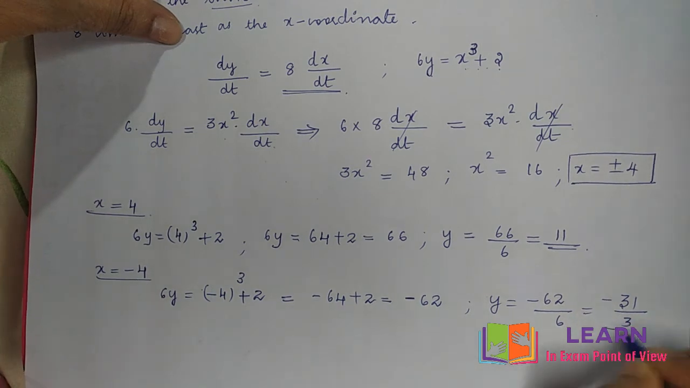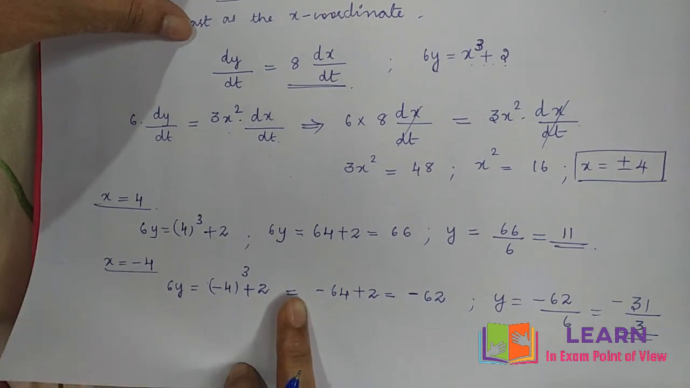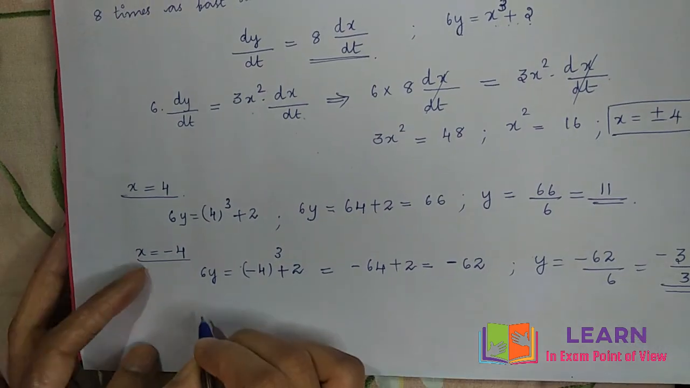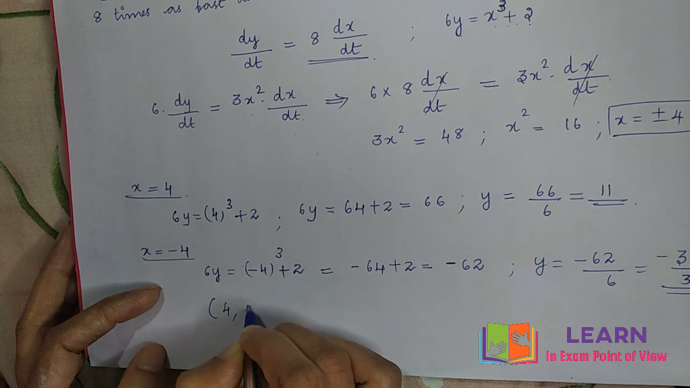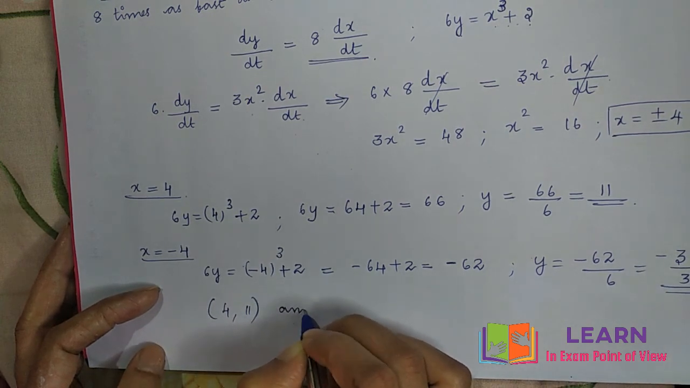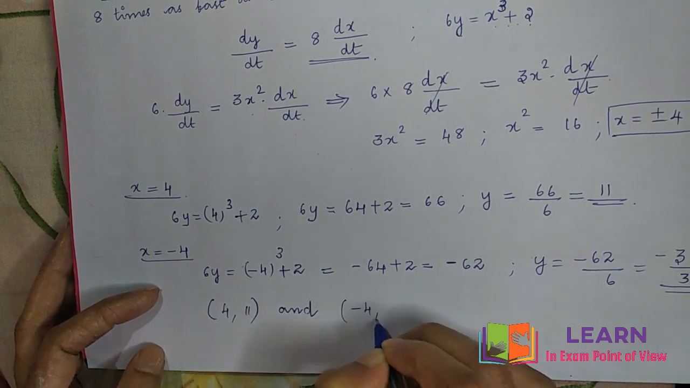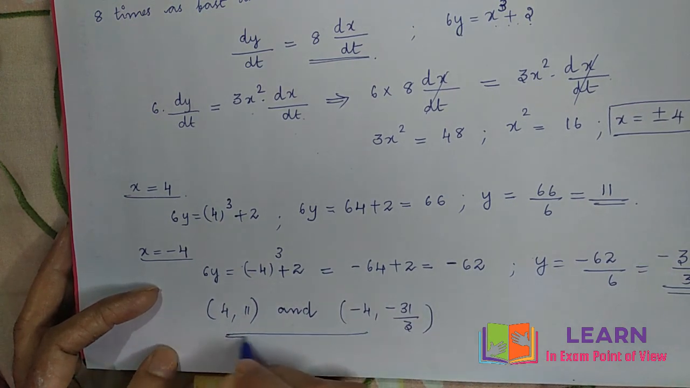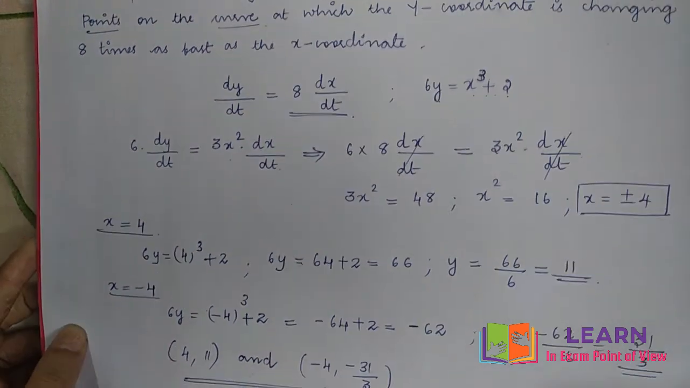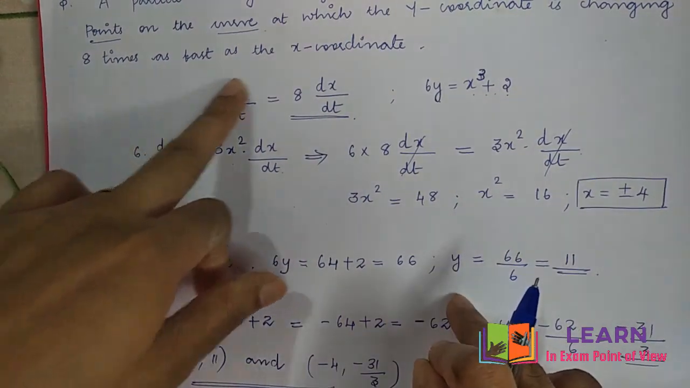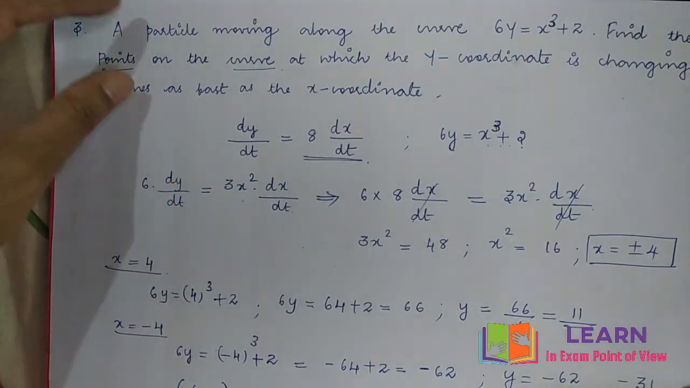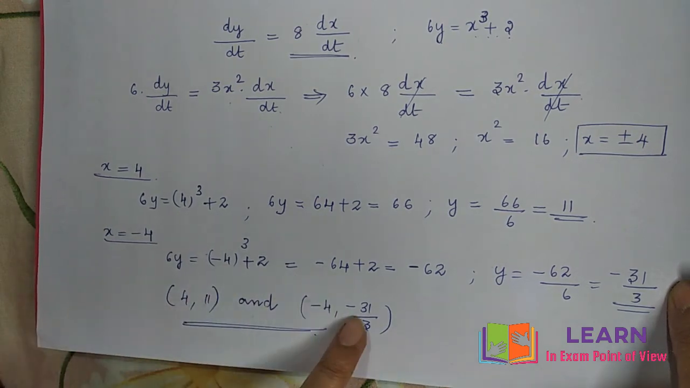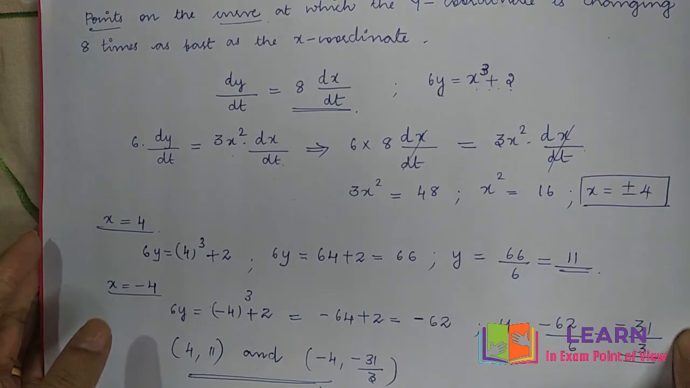On simplifying we get minus 31 by 3. So what are the points we have now? The required points can be written as coordinates: one is (4, 11) and the other is (minus 4, minus 31 by 3). These are the points on the curve where the y coordinate is changing 8 times as fast as the x coordinate. According to this condition we have got 2 points, one for positive and the other for negative. Okay, hope it is clear.